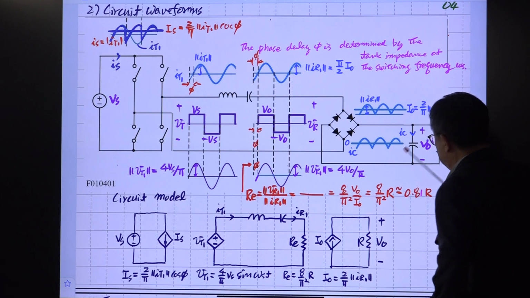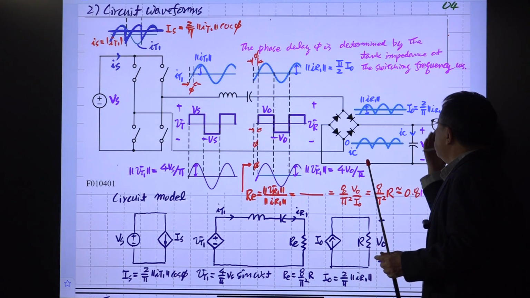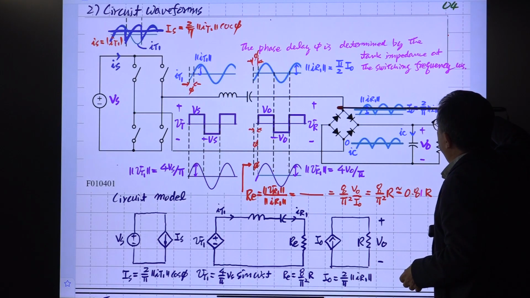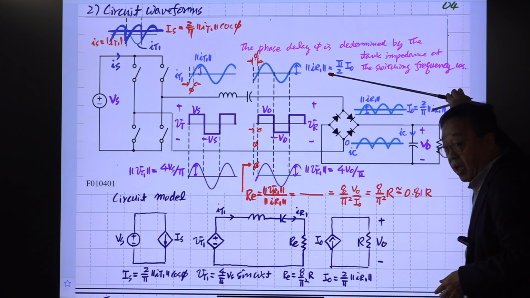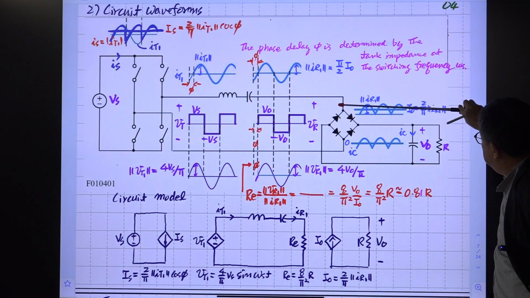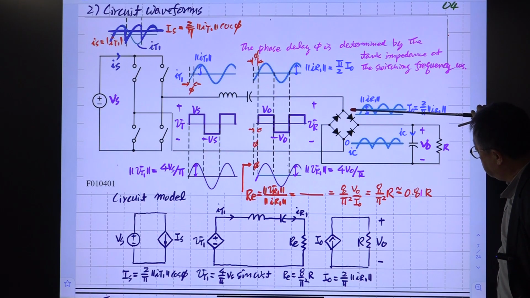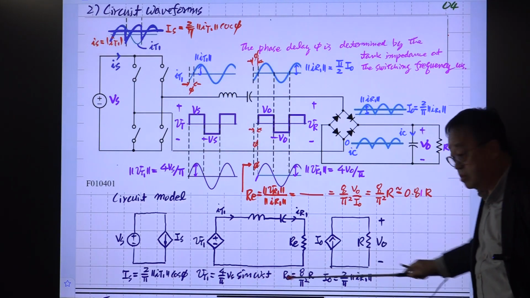And this is the output on R. R is here, and VO and IO are going out. IO is just the average value of this IR1, which is sinusoidal. The average of this is this one. We discussed this in the previous lecture slide. So you have this.